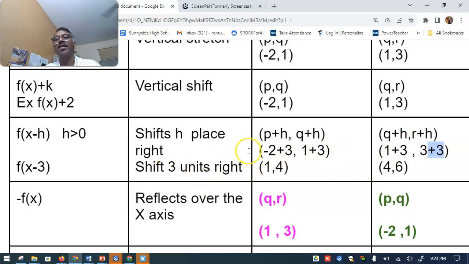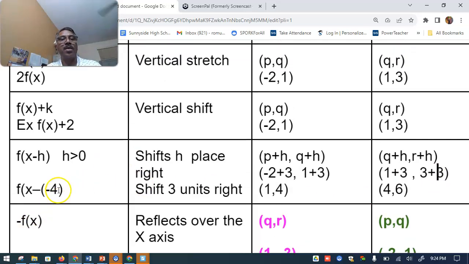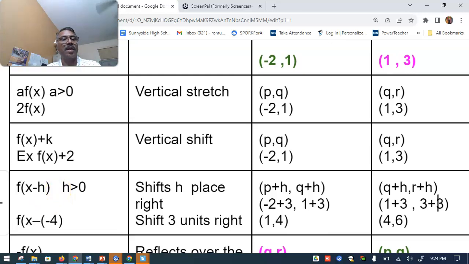So that's what we learned: just add how many units you are shifting to the right. Or I could have put, instead of -3, some -4 here. What will happen is, minus of -4, so that means here you are subtracting 4. So instead of +3, you'll be doing subtract 4, subtract 4, subtract 4. So each time you're going to the left side. So I hope that helps. Let's go to the next one. Reflects over the.